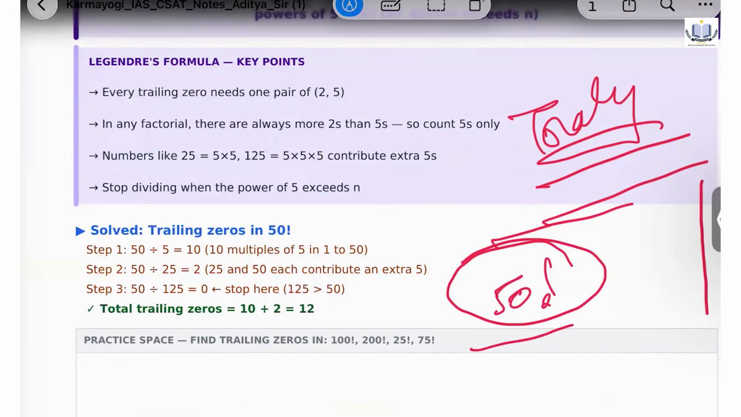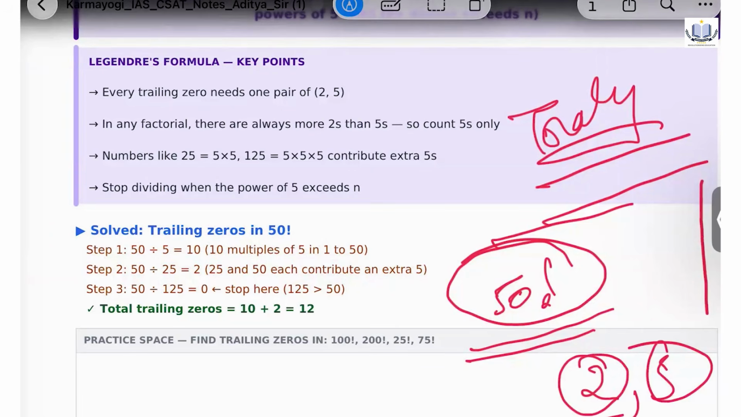Legendre's formula, if you will apply, then how we will try to solve it? Every trailing 0 will need one pair of 2 and 5. Now, in any factorial, there are more 2's than 5's.